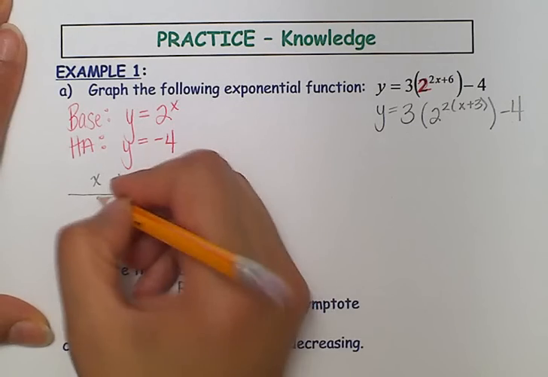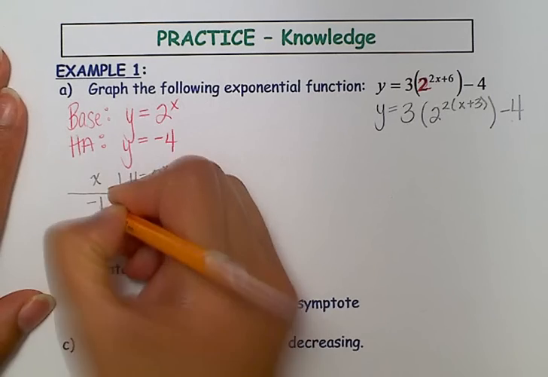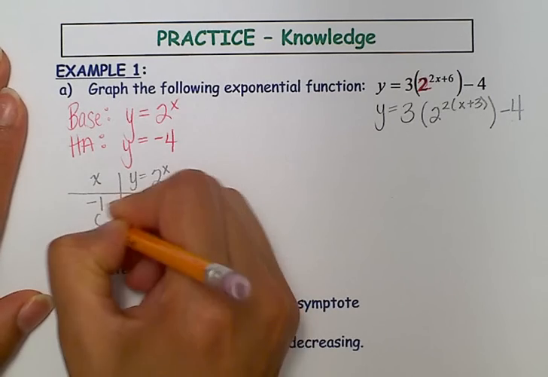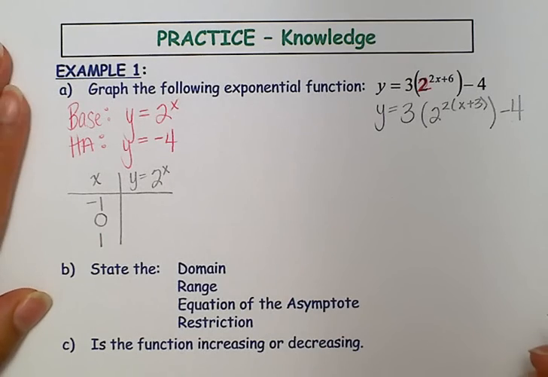So remember, when you're looking at graphing, you want to choose a value of x to the left of the y-axis, then a value on the y-axis, and then a point to the right of the y-axis. So -1, 0, and 1 are typically what we use.